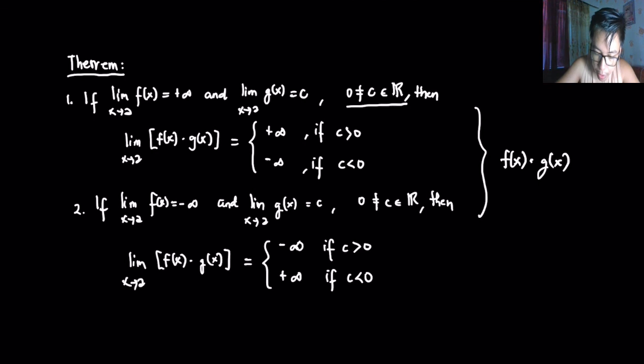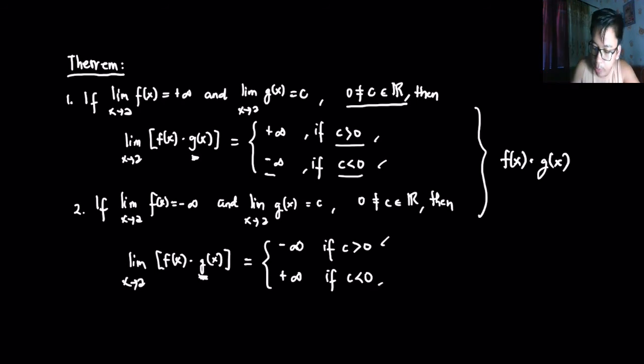Then the limit of the product is positive infinity when the limit of the second function is positive. If it's negative infinity, then the limit of the second function should be negative. And in the event that the limit of the first function is negative infinity, then the result is negative infinity if the limit of the second one is positive, and entirely positive infinity if the limit of the second one is negative.